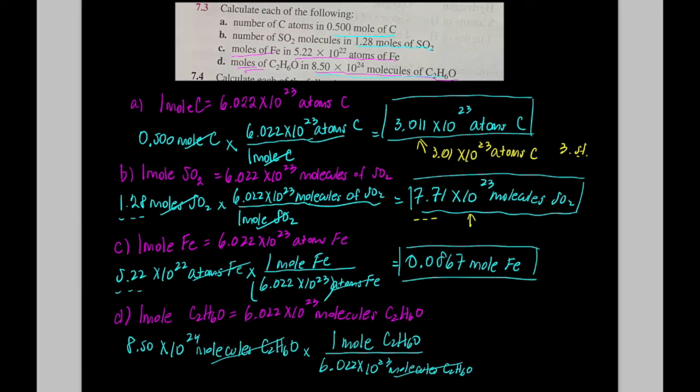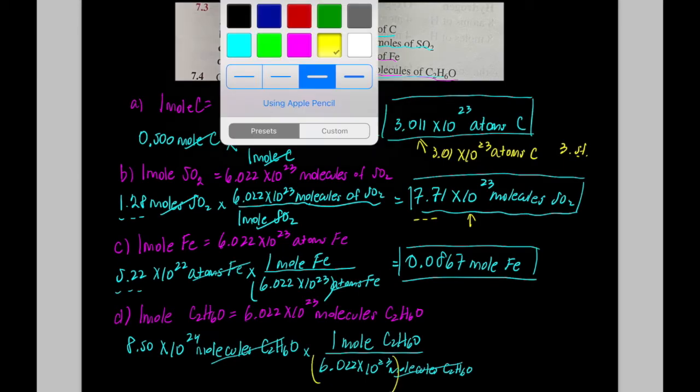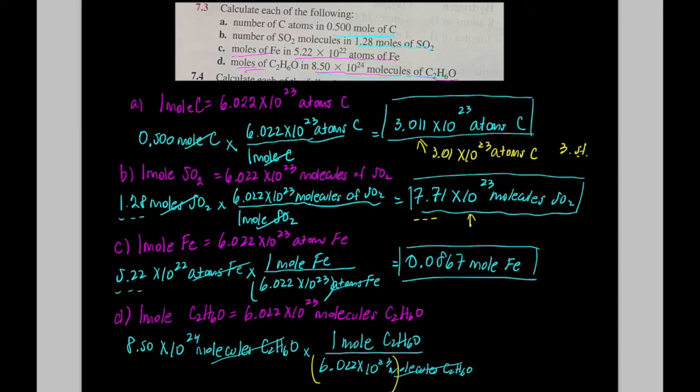Now, the molecules of substance cancels. And on our calculator, again, if you have a calculator that gives you the wrong answer, try re-punching it in with parentheses, okay? I'm going to type 8.5 exp24 divide 6.022 exp23, okay? Your calculator might have an EXP or an EE button, and that's the best way to type in these. We want to round this to 3 sig figs, so this is going to be 14.1 moles of C2H6O.